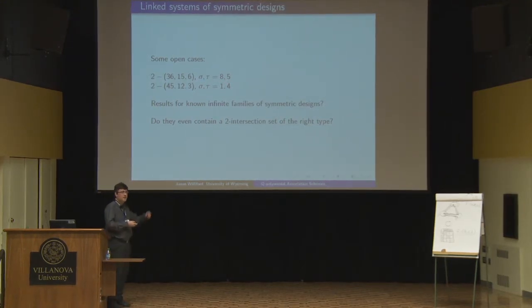We have these symmetric designs, we know they exist. Can you just throw in one more class? Then you get something that's Q-polynomial, and it's not P-polynomial anymore.